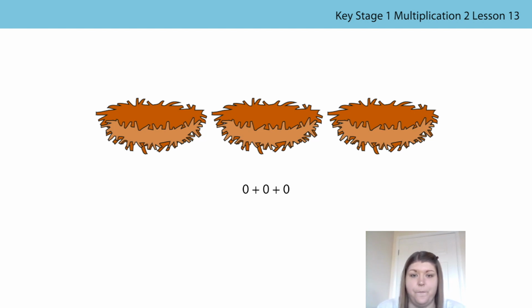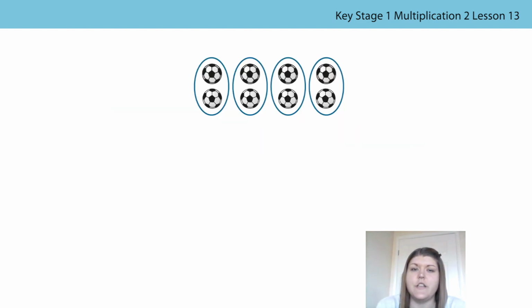Have a go. Have you done it? 3 times 0. Oh, I'm so glad you got that. Brilliant. We've got 3 nests and 0 eggs in each, so we've got 3 zeros. So we have looked at 0 being in each group. Now we're going to move on to something a little bit different. I want to see if you notice the difference.